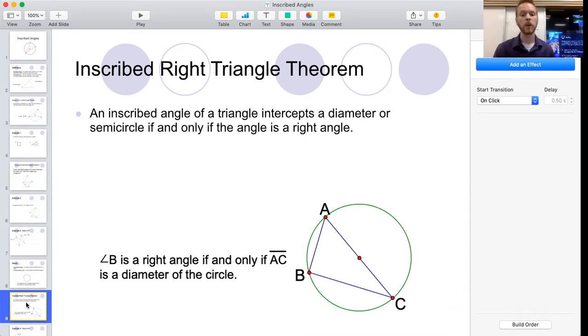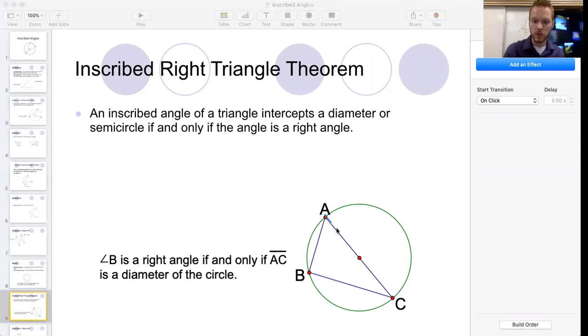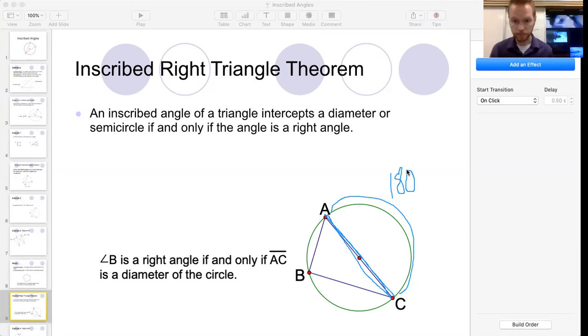So, an inscribed right triangle theorem, all right? And I think this is pretty intuitive as well. Let's take a look at this triangle. You see how this triangle has the diameter involved right here? And if that's the case, this arc has to be 180 degrees. The diameter is half a circle. Half a circle is 180. We also call that a semicircle.